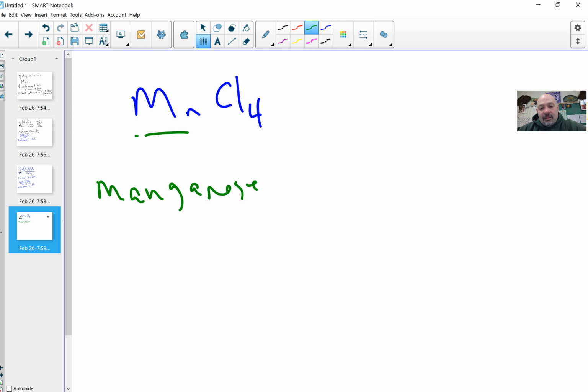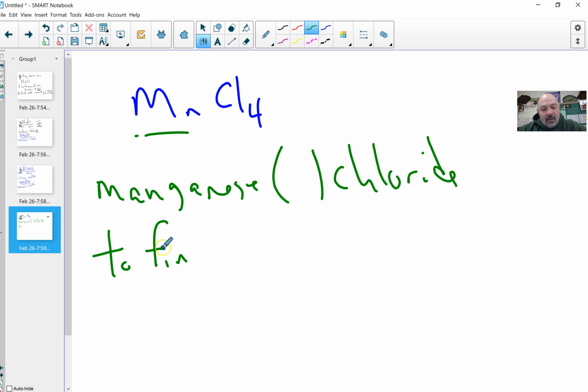And Cl is a monatomic anion, so that's chloride. But when I look into my periodic table, right above Mn, I see a whole bunch of different possibilities. That means I need a Roman numeral here. Without that Roman numeral, I will not be correct. How do I find out that Roman numeral? Well, we're going to do a little bit of math.